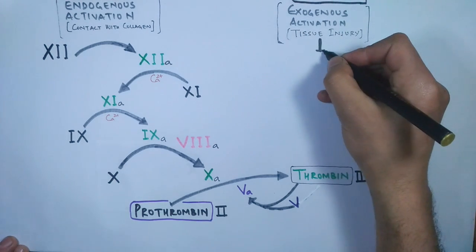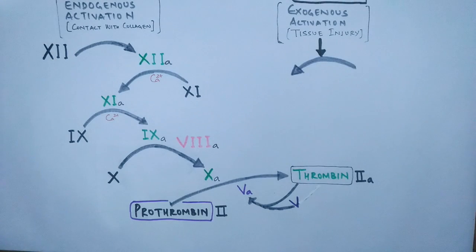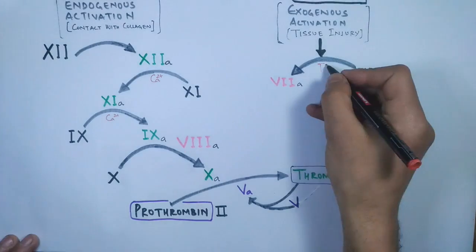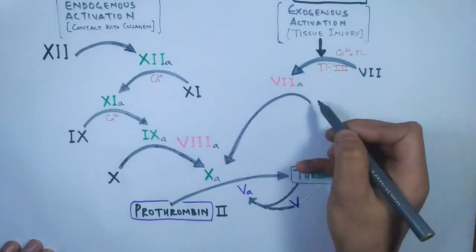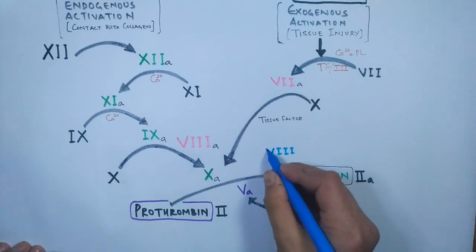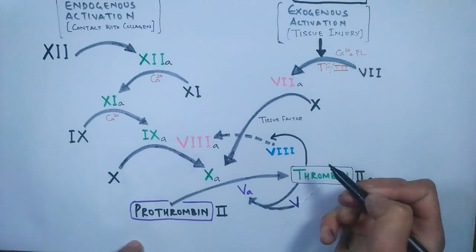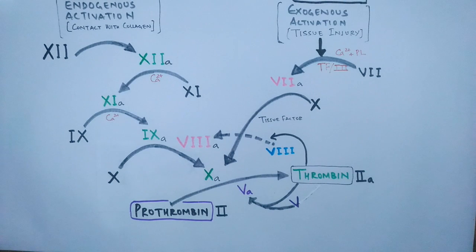We see the extrinsic pathway has the exogenous activation and gets activated upon tissue injury. When we have endothelial damage, the tissue releases tissue factor, and this tissue factor acts upon factor VII and makes it active factor VII. Then the activated factor VII directly acts upon factor X and makes it active. And also in this diagram we see it is the thrombin which activates factor VIII. In this diagram we see these pathways have merged at factor X activation.